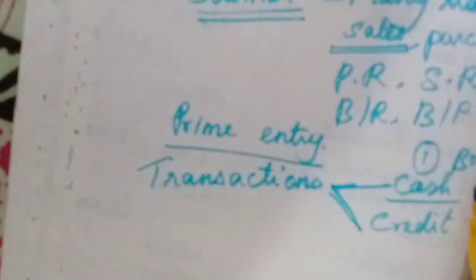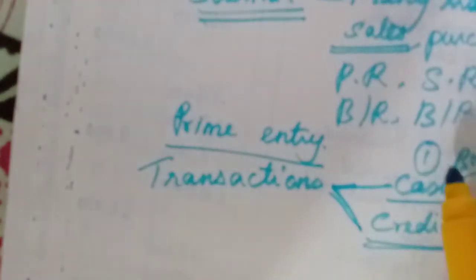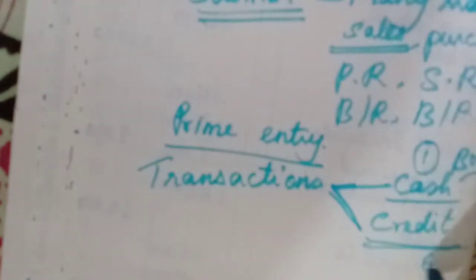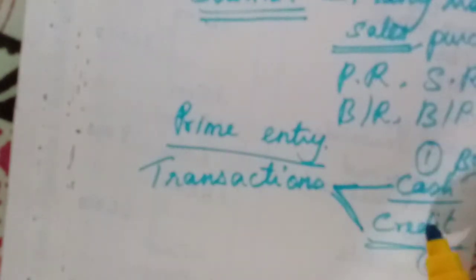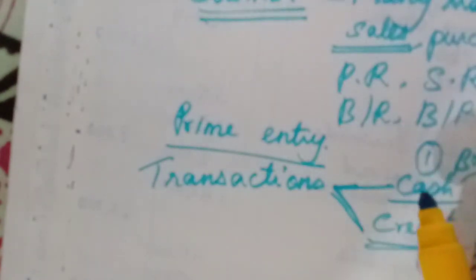Okay, cash book. Then for all the credit transactions, there are 6 books. What are the 6 books? Purchases book, sales book, purchase returns book, sales returns book, bills receivable book, bills payable book. So here we have totally 7 books. We will learn one by one.